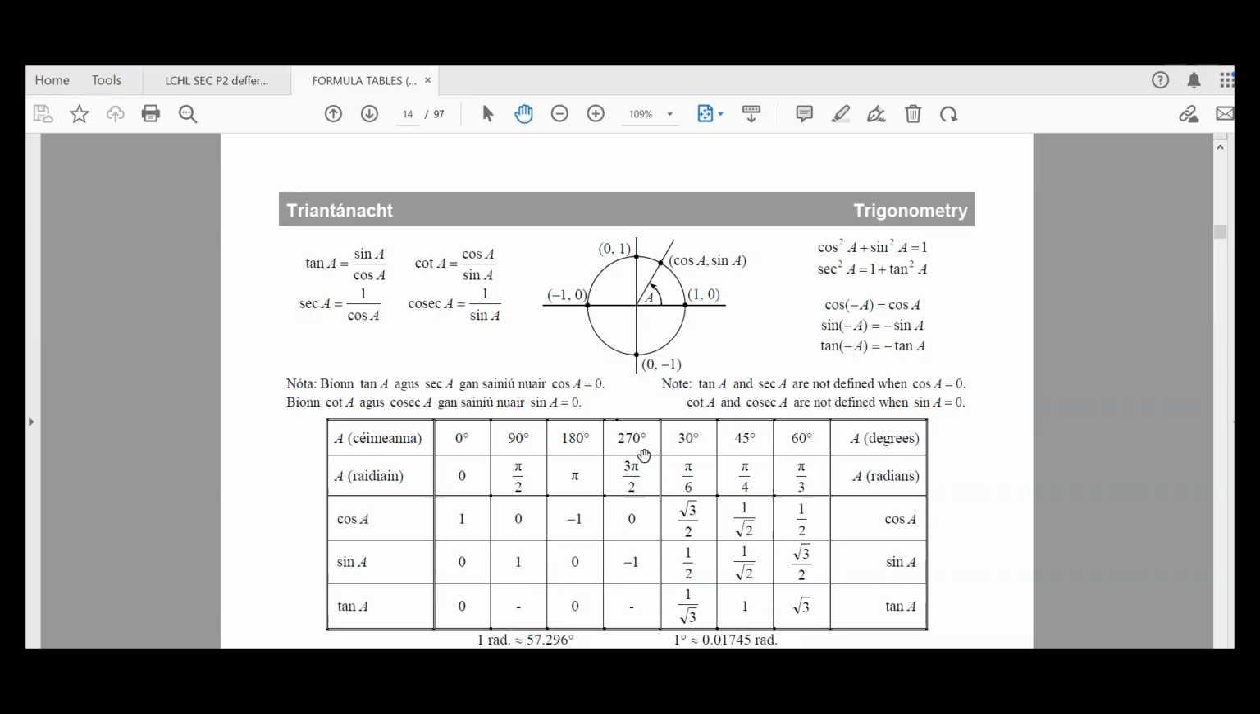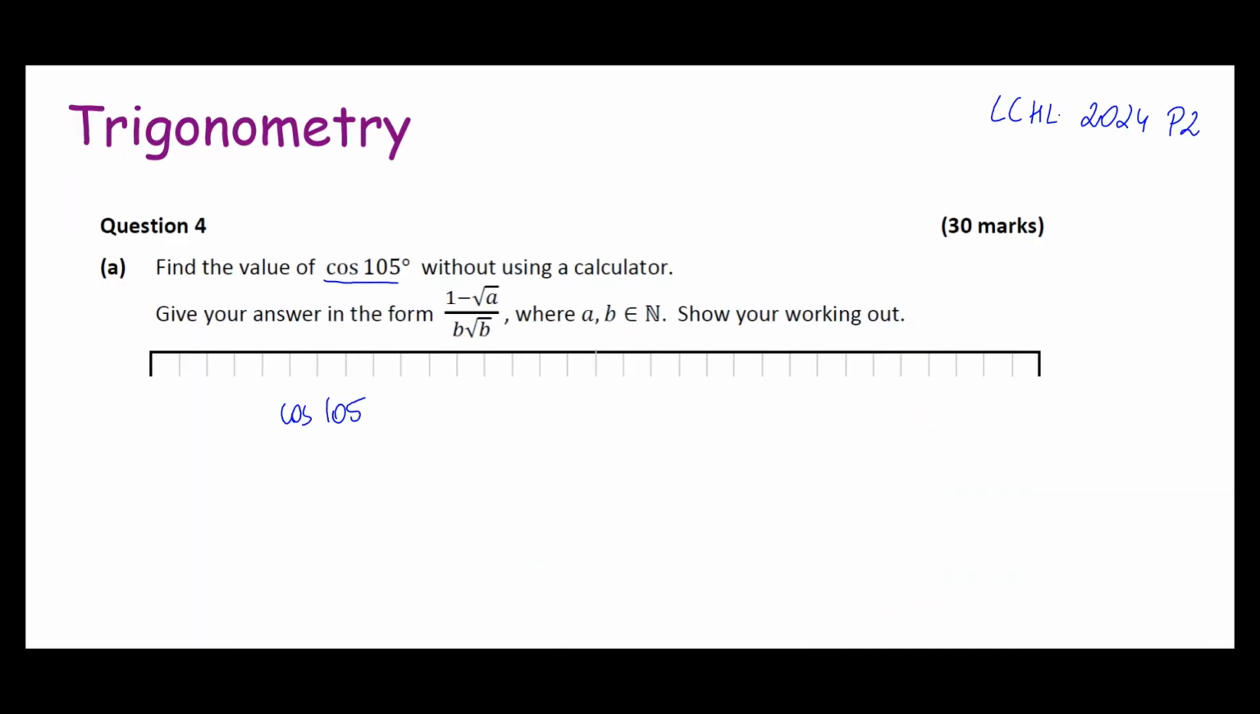So we are saying, what kind of combination can I have from those values here of an angle to get 105? And yes, you are right. 45 and 60 added together, that's 105. So basically what we are saying is that can be written as cos of 45 plus 60.